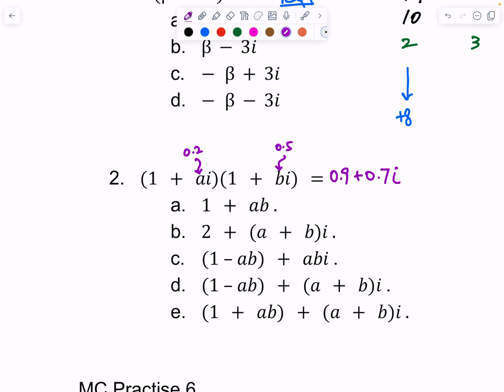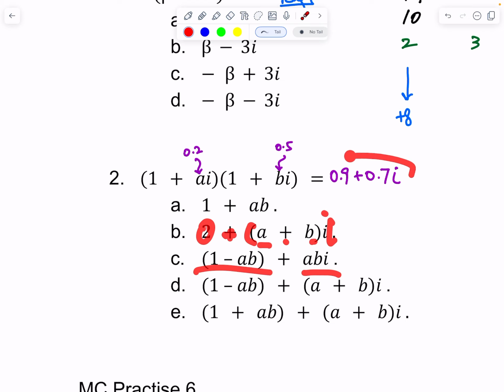No matter what's the answer, what you can do is actually just match with the options after finding it. So for example, the first option, you have 1 plus 0.1 times 0.2. So how do you click that? So 0.2 times 0.5, just that. And then next one, 2 plus bracket 0.2 plus 0.5 I. And then continue clicking until you get the same answers.